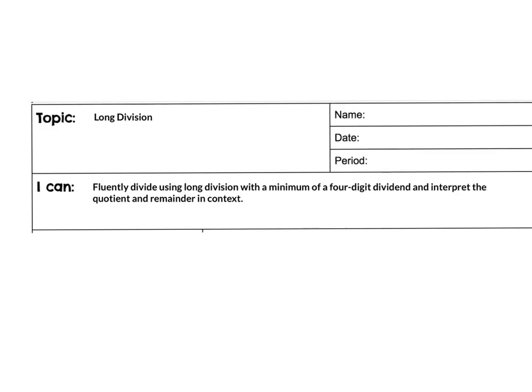Our goal for the end of this video is we should be able to fluently divide using long division with a minimum of 4 digits dividend and interpret the quotient and remainder in context.